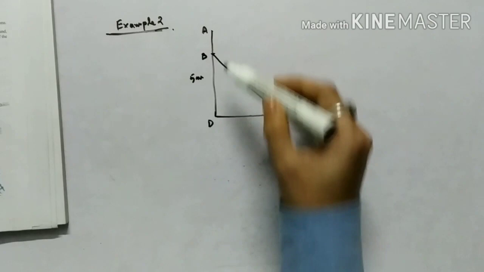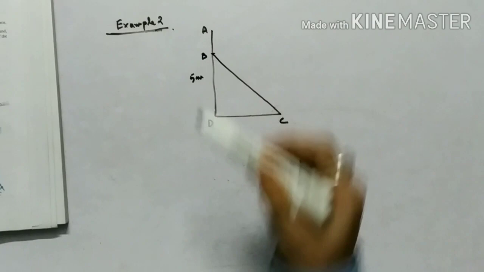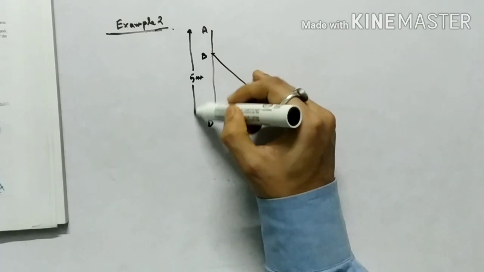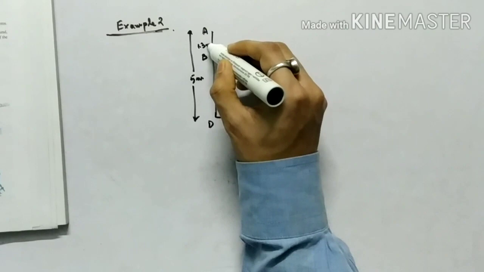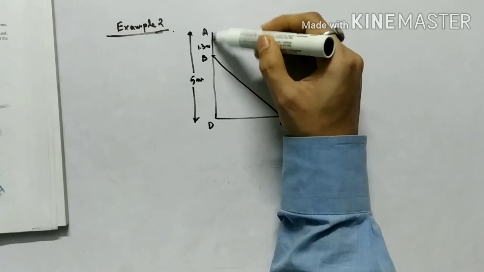The actual height of the electric pole is AD, which is given as 5 meter. This is the actual height of the pole, and she has to reach this point B here. This point is 1.3 meter below the top of the pole. That means AB value is 1.3 meter.